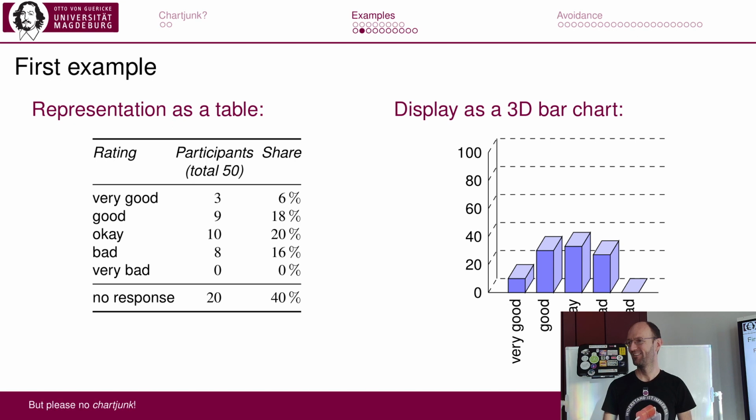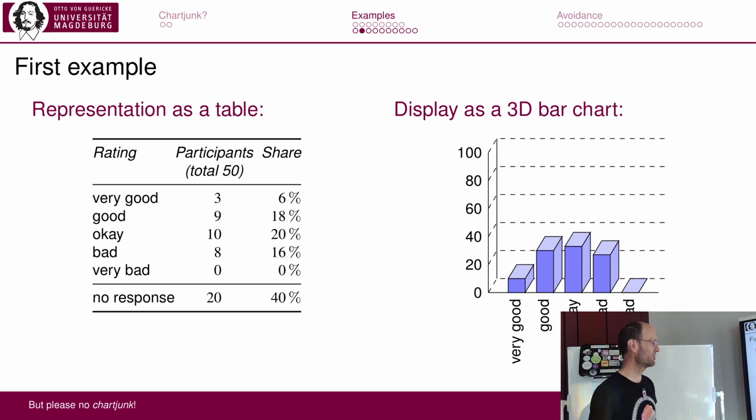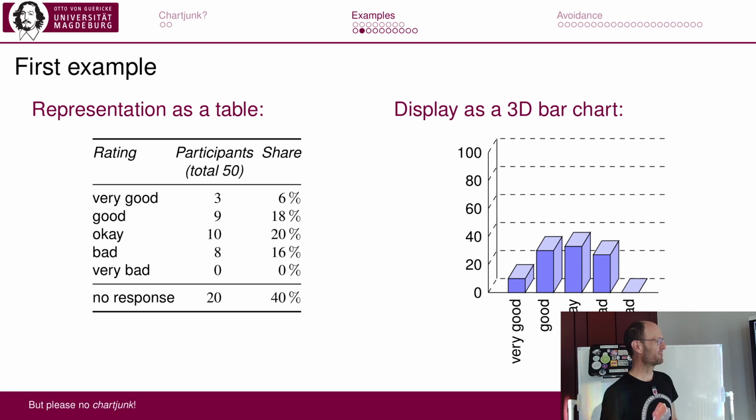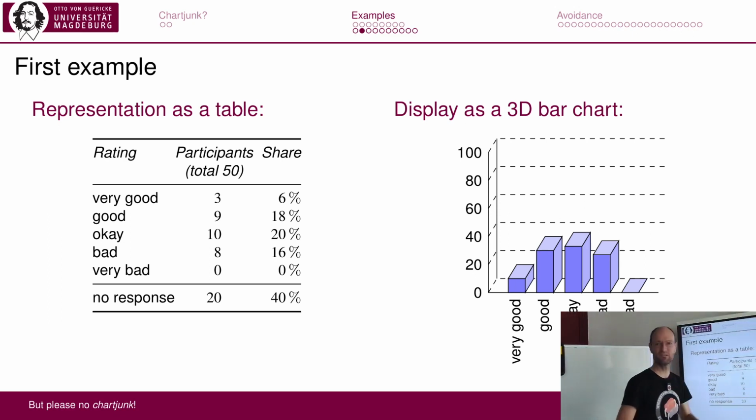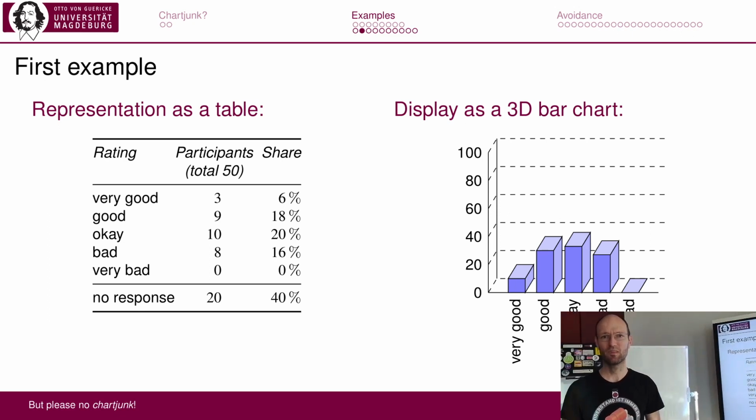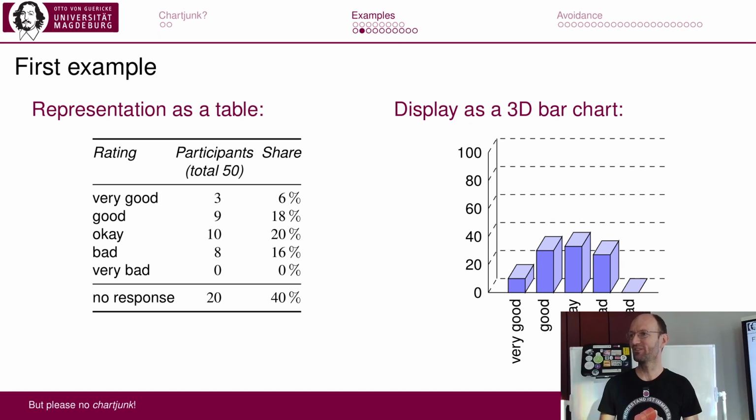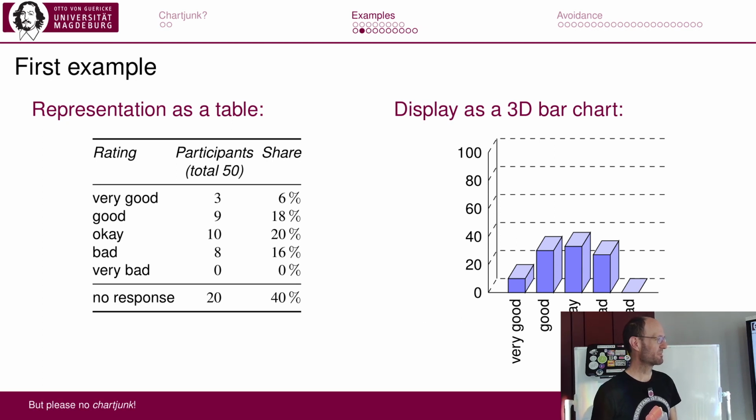How many rated very good? Can we answer this from this 3D bar chart diagram? Probably not. Can we answer it from the table? Yes, no problem. It was 3 persons and 6%. The next question was: how many participants rated good? We cannot really tell, and we don't know what these numbers mean. So these numbers probably mean percentage. Yeah, but the unit there is missing.